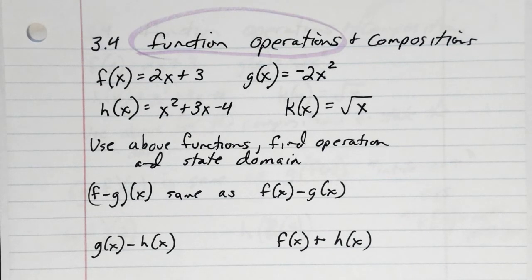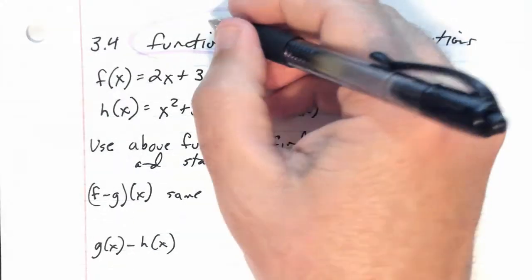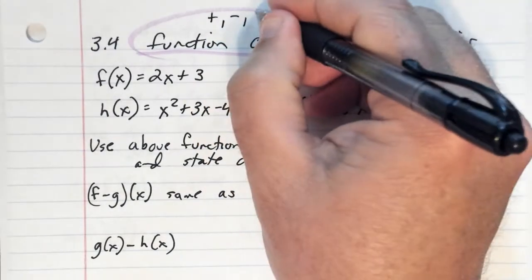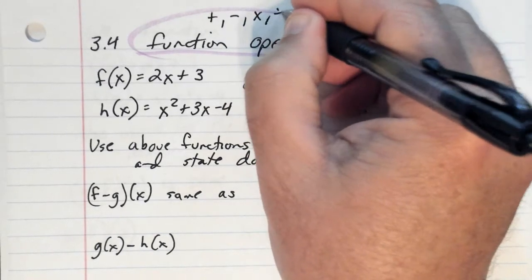Okay, so when we talk about function operations, we have four different functions. All of these are functions: two quadratic, a linear, and a square root function. All of them pass the vertical line test. As we look at all these, what we can do is operations. When we talk about operations, we're talking about add, subtract, multiply, and divide.